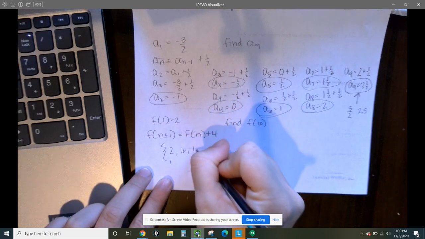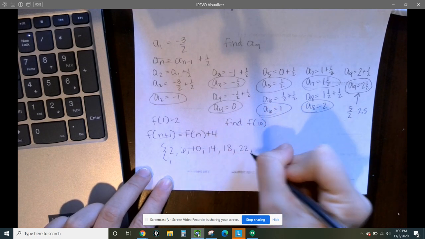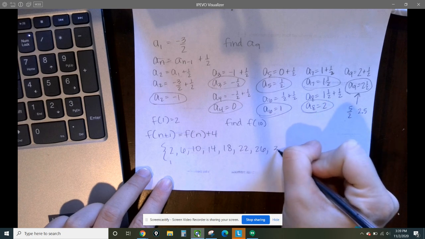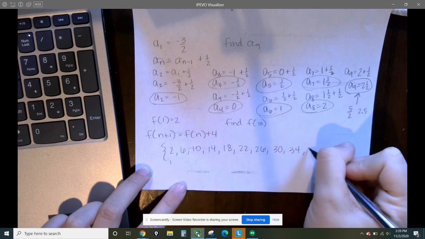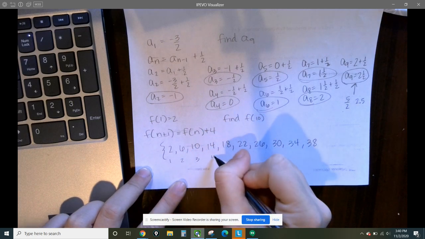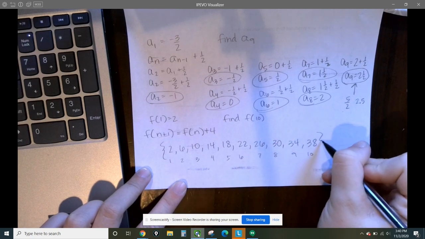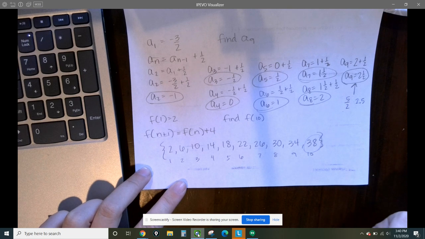So I get 6, and then 10, and then 14, and then 18, 22, 26, 30, 34, 38. I'm just adding 4 every time. Let's see how many I got. The first term, second term, third, fourth, fifth, sixth, seventh, eighth, ninth. So 10th. There I am right there. The 10th term was 38.